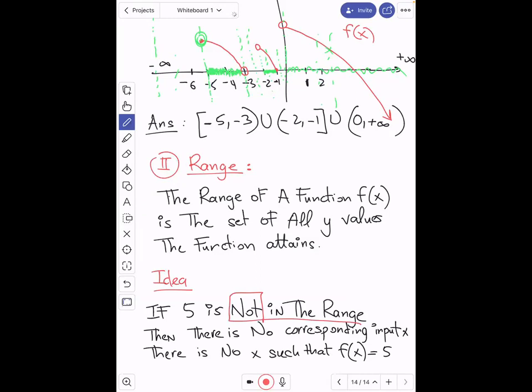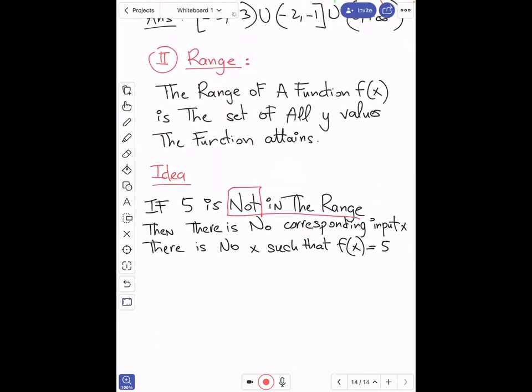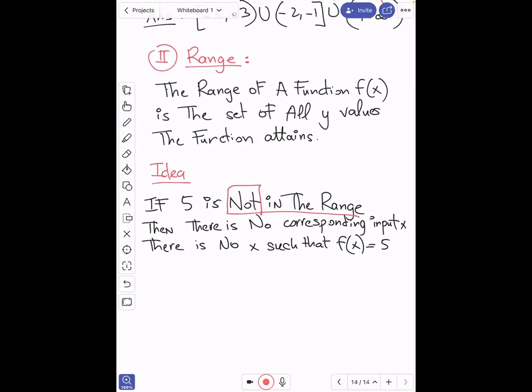Now, if 5 was in the range, again, this 5 is just a random number. I'm just taking a random number, and I'm saying if my random number is not in the range, it means that there is no corresponding input x.